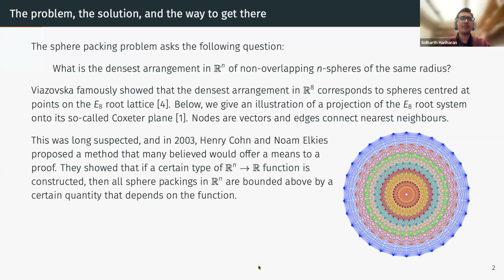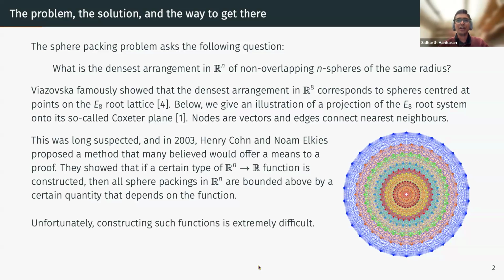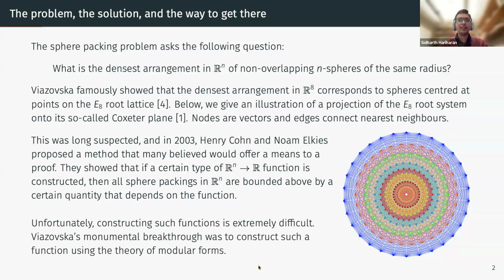What they showed was essentially that for any dimension n, you have a family of upper bounds on all sphere packings in R^n, indexed by functions that satisfy certain very special properties. Unfortunately, constructing such functions is rather difficult, and it's even more difficult to find a function such that the corresponding upper bound in R^8 is precisely the density of the E8 packing. And this is what Viazovska did using the theory of modular forms.